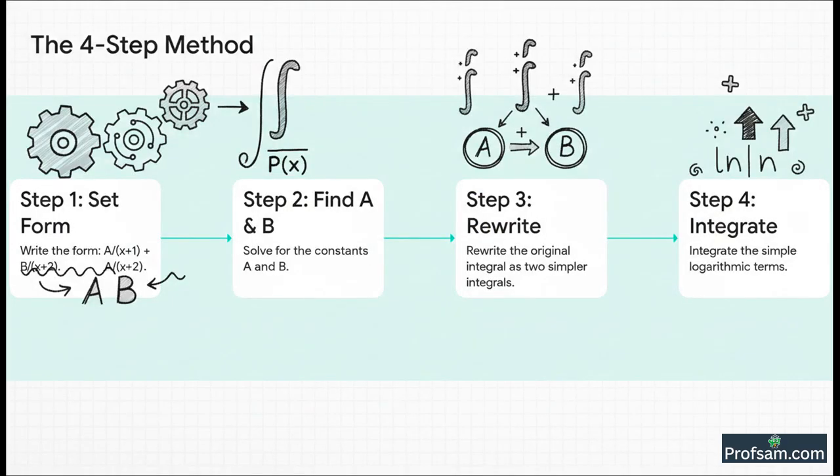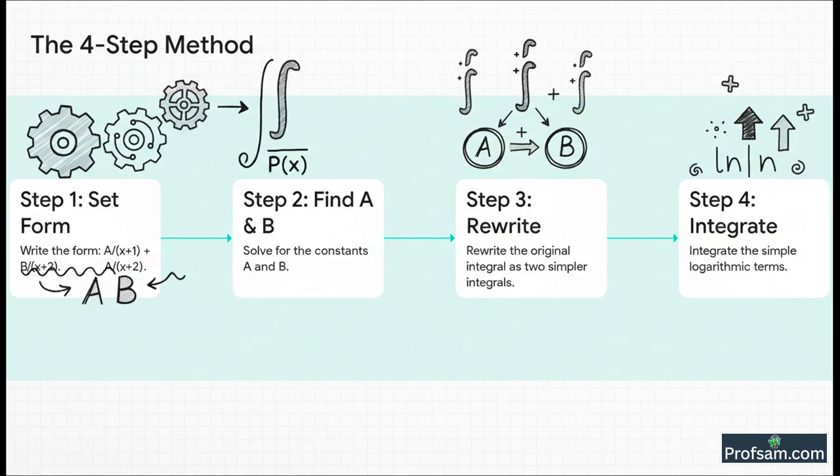So here's our 4-step plan. Step 1, we write it in the form A over (x plus 1) plus B over (x plus 2). Step 2 is to find A and B. And here's a super cool trick for this. It's called the cover-up method. To find A, look at its denominator, x plus 1. What makes it 0? x equals negative 1.